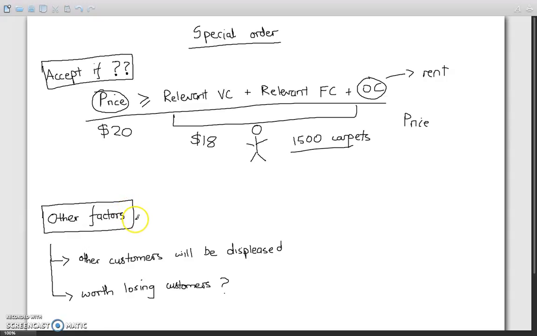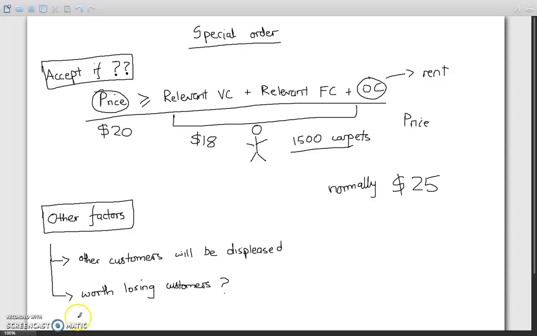Two of the ones that I can think of off the top of my head are, first, other customers will be displeased. Why? Normally you charge a price of 25, right? But this guy wants his order to be completed for 20. Won't that annoy other customers? Won't they say, well, lower the price for us as well? I mean, we're your regular customers. Why are you lowering it for this guy? Right, guys? So you really want to consider that.